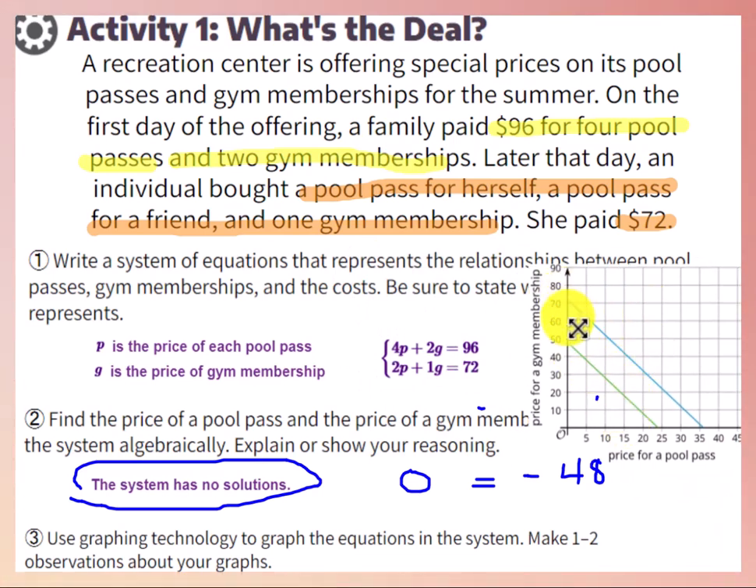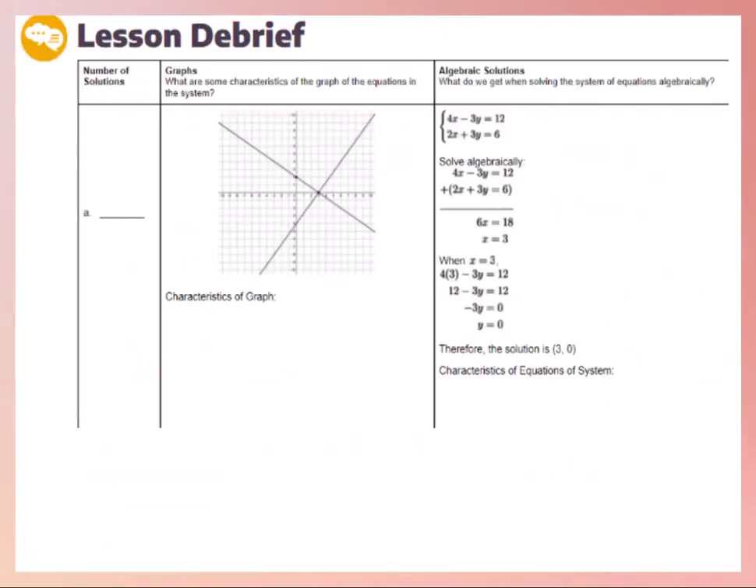All right, we have one line that's going to intercept the y-axis a little below 50, another that's going to intercept the y-axis right around 70, but you can see that those lines are parallel. So there are going to be no solutions when lines are parallel.